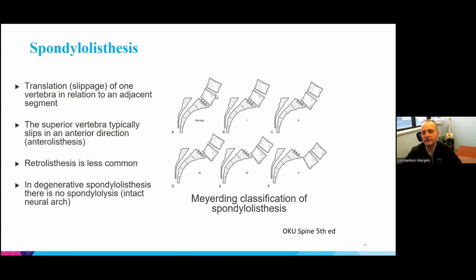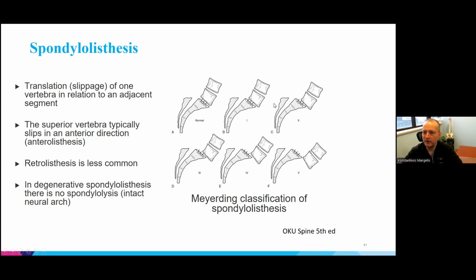Spondylolisthesis is the translation of one vertebra in relation to the other. Usually it is anterior, and we call that anterolisthesis. When that bone slips posteriorly, we call that retrolisthesis. It is less common, and usually it doesn't cause any significant symptoms.